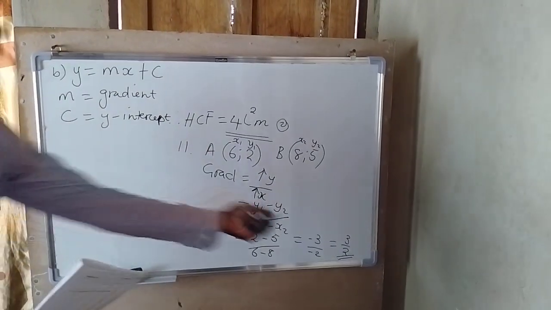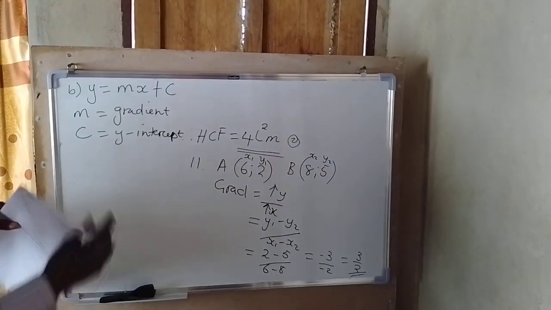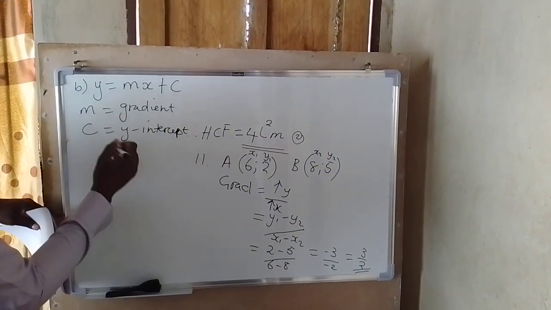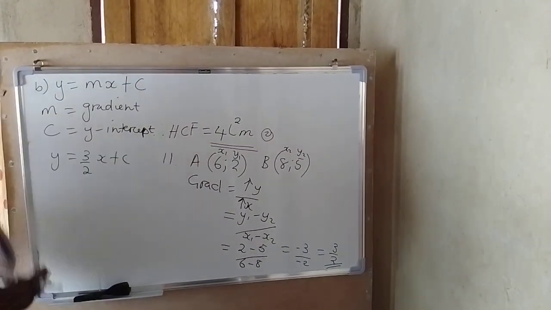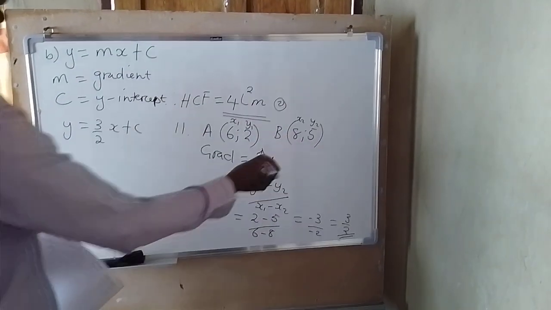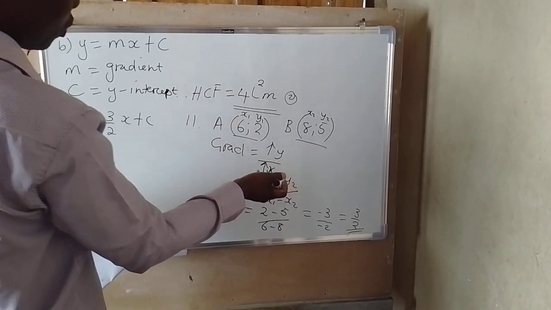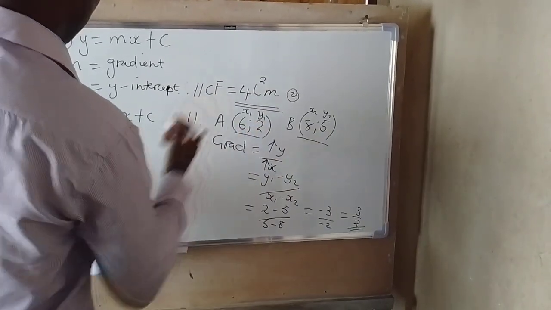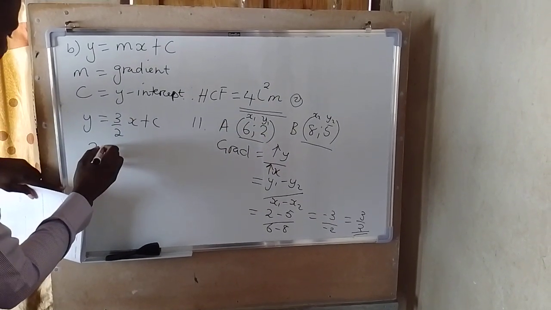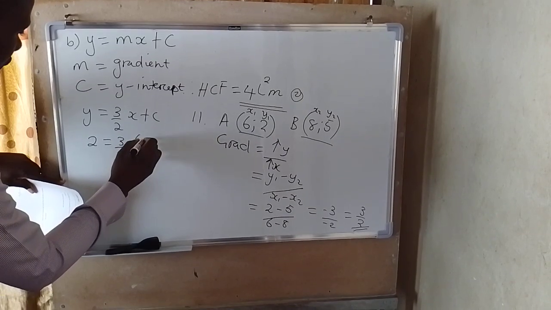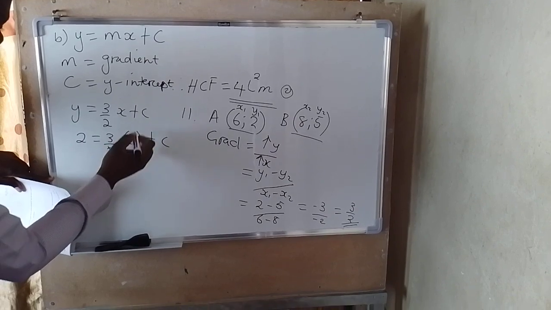So we are going to use this gradient for m, substituting. Then we want to find the value of what? The value of c. So we are going to say y equals 3 over 2 x plus c. We want to find the value of c. So we are going to use any coordinates here, either A or B, to find the value of c. So let's use A, (6, 2). So we are saying our x is 6, our y is 2. So y, we are replacing by 2, equals 3 over 2 into 6 for x plus c. 2 here, 1, 2 into 6, that's 3.